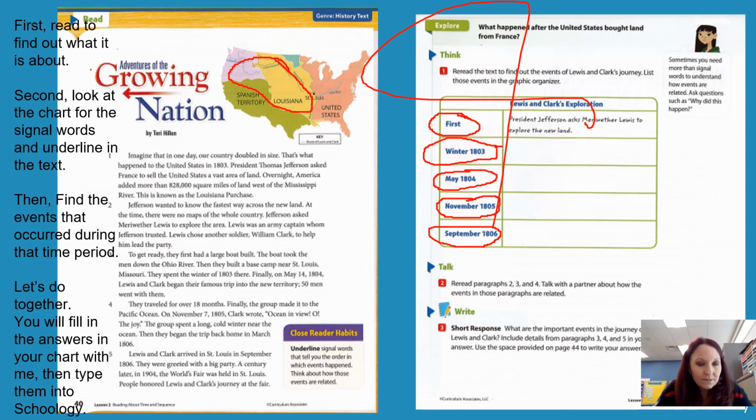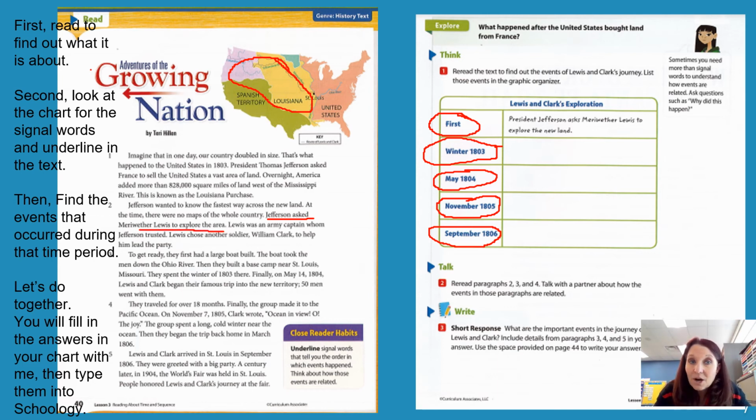So the first event that happened, let's see if I can erase that. There we go. The first event that happened in our chart was already given to us, and it says President Jefferson asks Meriwether Lewis to explore the new land. And we know that was up here in the first paragraph. It says, the second paragraph, Jefferson asked Meriwether Lewis to explore the area.